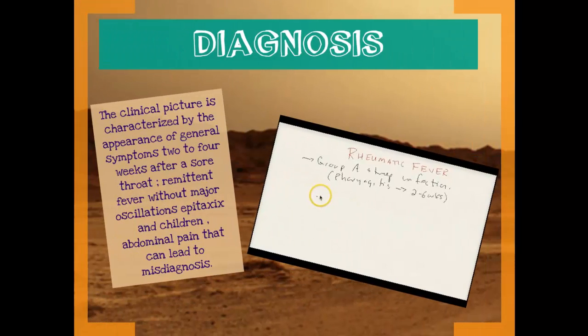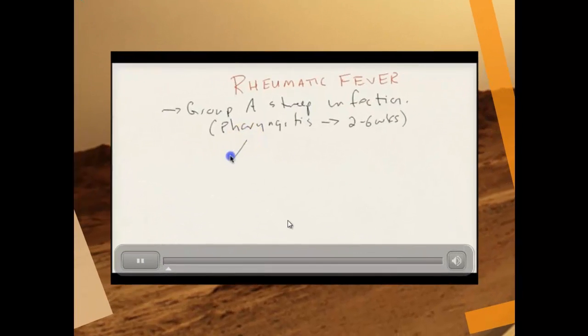Diagnosis: the clinical picture is characterized by appearance of general symptoms 2 to 4 weeks after a sore throat, remittent fever without major oscillation, epistaxis, and in children abdominal pain that can lead the diagnosis. Criteria. Now, in order to make a diagnosis by Jones criteria, we have to find two major criteria, and we need to find one minor criteria.